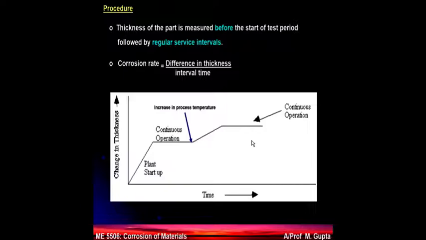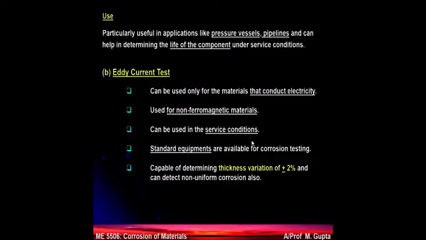So there are many parameters. Change in the concentration of the solution that your material is handling can also change the thickness. So it's very important that the change in the thickness is monitored with time in the chemical industry, in the pipelines, in the boilers, and anything which is hollow. So here are the examples: pressure vessels, pipelines, and all this.